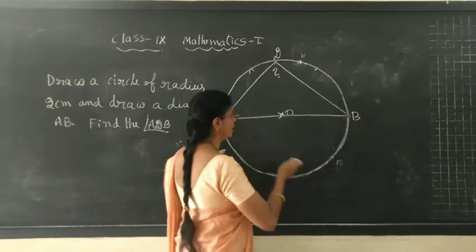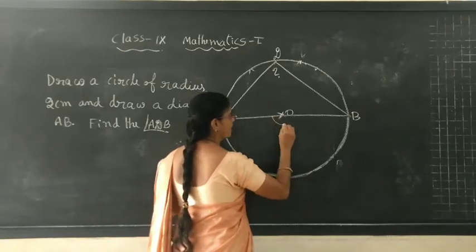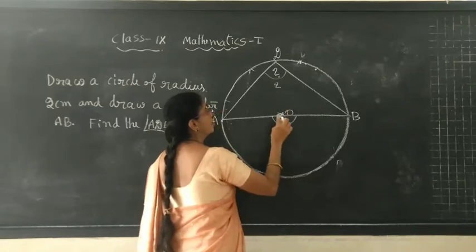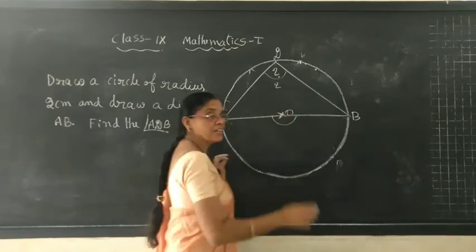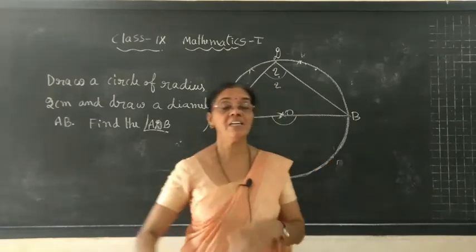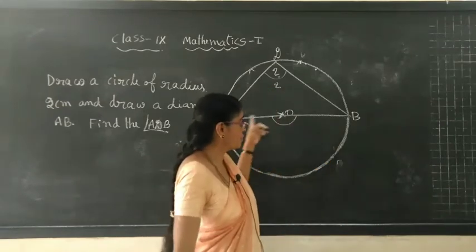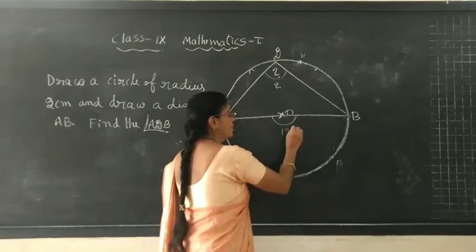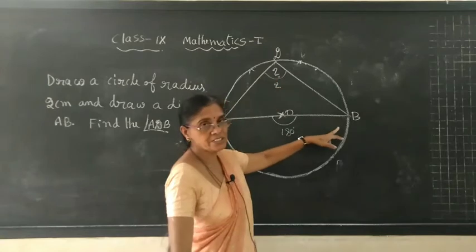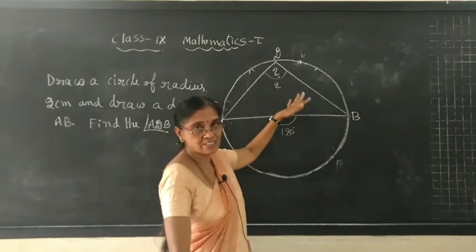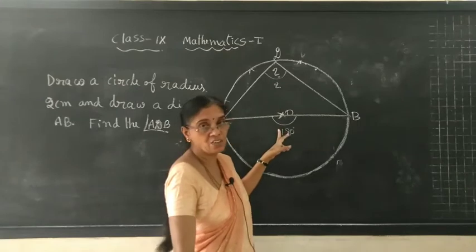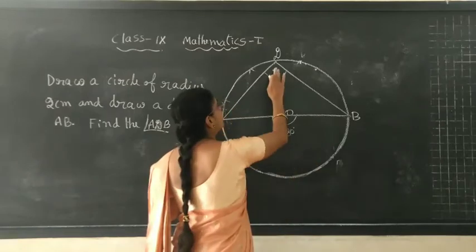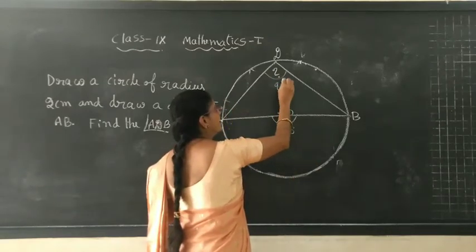Now, according to the theorem, the angle formed at the center and the angle formed here, it is half of angle AOB. Angle formed at the center is AOB. It is a straight line, so the angle is also a straight angle. Straight angle is 180 degrees. Now, angle ADB is the angle formed on the other part of the circle. It is half of the angle AOB. Half of 180 is 90 degrees. So you will get this angle as 90 degrees.